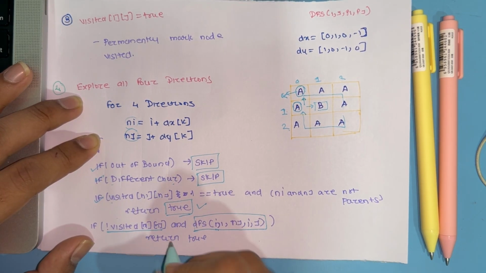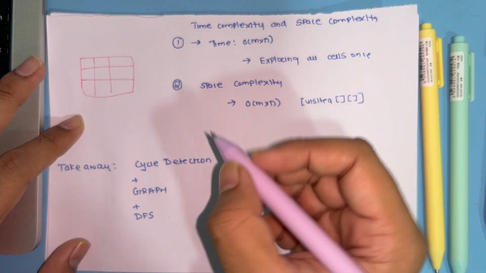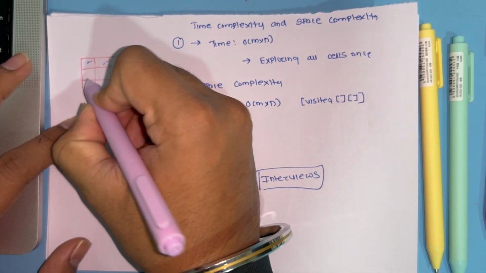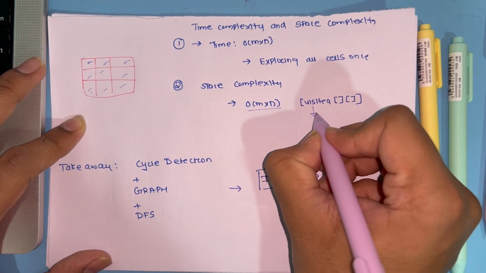Let's discuss the time complexity. So time complexity will be order of m cross n, because we are visiting every cell in the grid only once, and the space complexity will be order of m cross n because we have a visited array that we carry.